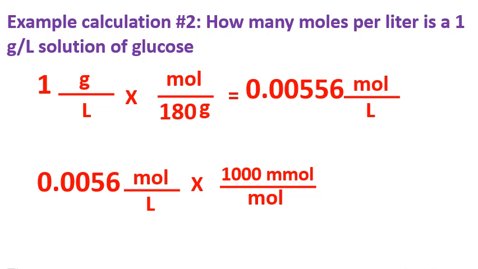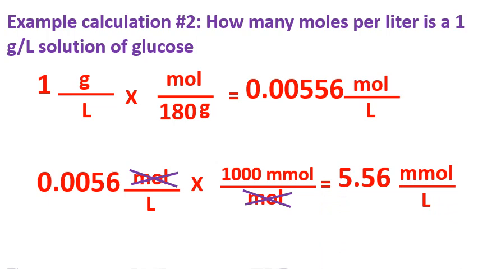So it's true that multiplying by 1,000 millimole over mole is the same as multiplying by 1. And the mole units cancel out. Now I'm into millimole units, and the answer is 5.56 millimolar, or 5.56 millimole per liter.